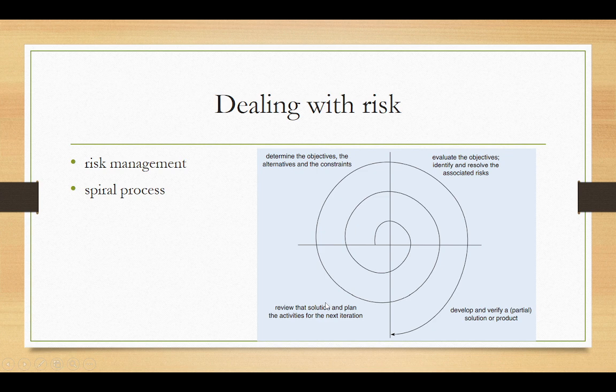This process deals with risk explicitly and can be used in the development of a software system. There are four steps with four quadrants. With each iteration of the spiral, determine the objectives, the alternatives, and the constraints. Evaluate the objectives, identify and resolve the associated risks. Develop and verify a partial solution or product, review that solution, and plan the activities for the next iteration.